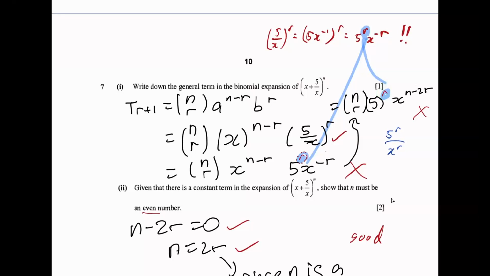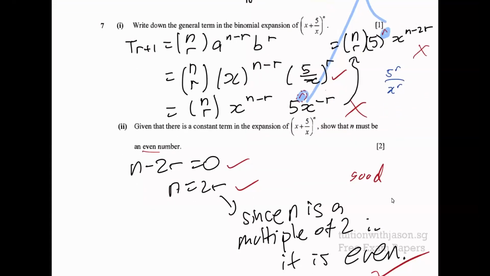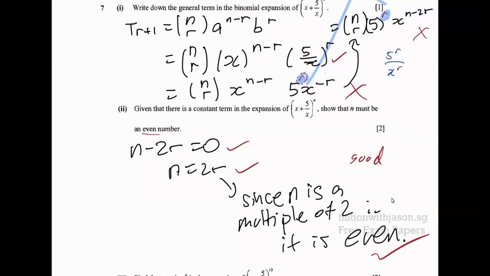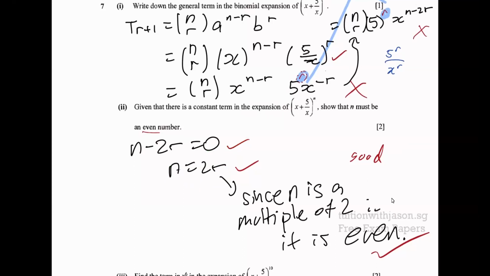Good. Then part 2 is fine. Lucky for you, for the power of x, it's just n minus r, so n minus 2r after you simplify. So it doesn't get affected by the 5 power r. Right, good. Then from there you solve for n equals 2 times r. So it's a multiple of 2, which means that n is even. Okay.